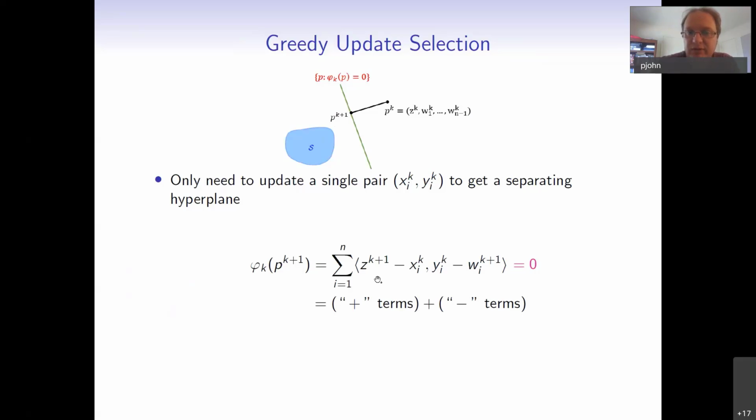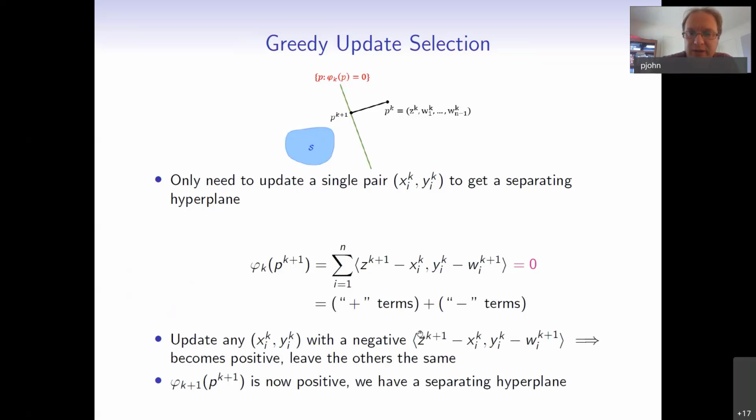So in general, there's going to be some positive terms and some negative terms in this sum. Now the idea is you just pick one of the negative ones, because when you update it with either a prox or a gradient calculation, this whole thing flips to being positive. So if you have the sum equal to 0, and then I take one of the negative terms, make it positive, and keep everything else the same, then now the whole sum would become positive. So you found a separating hyperplane. You just updated one of these pairs. Okay, so that's the idea.